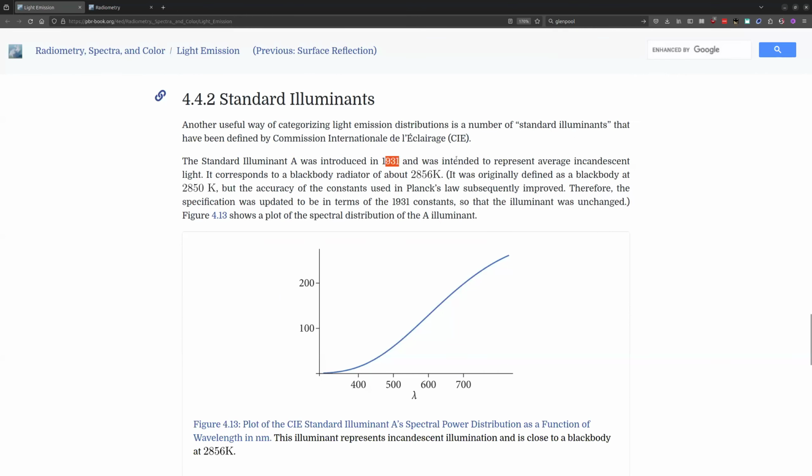It's 1931, intended to represent average incandescent light. Black body radiator, 2856 Kelvin. Oh, we've improved the accuracy of all the constants, so we had to change it by 6 degrees Kelvin. But we wanted to keep the illuminant value the same, so we just changed the definition a bit.